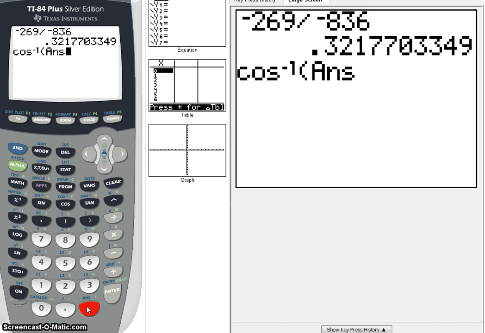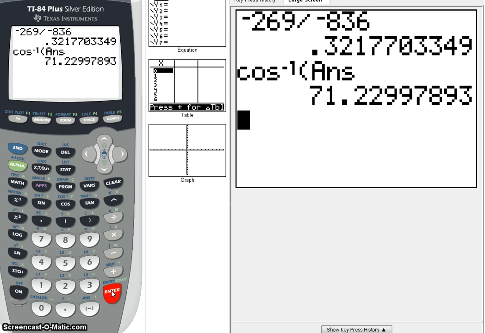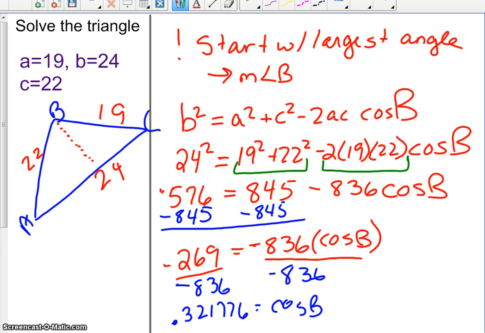the negative sign, you'll see that ANS, that stands for answer. So I want to take the cosine inverse of the answer. And that tells me that what I was dealing with here was 71.2. So in other words, my angle B is 71 degrees. So what I can do here is say my angle B is 71 degrees.